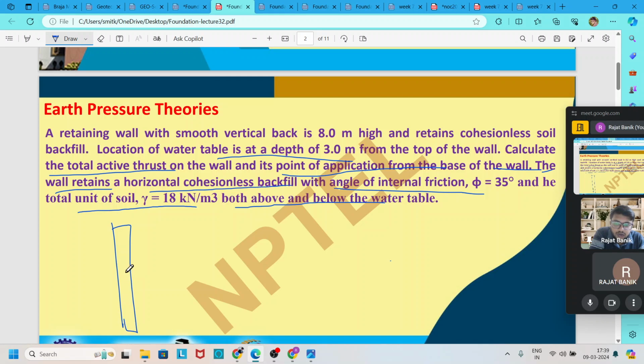8 meter height, water table. An 8 meter height wall is given, and the water table is at a distance of 3 meter. Here is 3, here is 5, and it is said that phi is given as 35 degrees and gamma is given as 18 kN per meter cube.